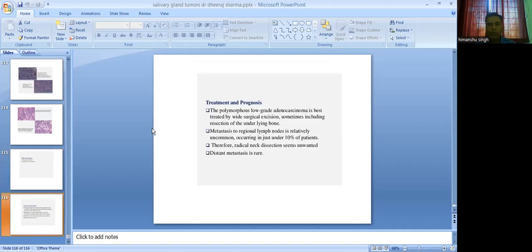Coming to the treatment part, polymorphous low-grade adenocarcinoma is best treated by wide surgical excision, sometimes including resection of the underlying bone. Metastasis to regional lymph nodes is relatively uncommon, occurring in just under 10% of the patients. Therefore, radical neck dissection seems to be rather unwarranted. And distant metastasis is also rare.